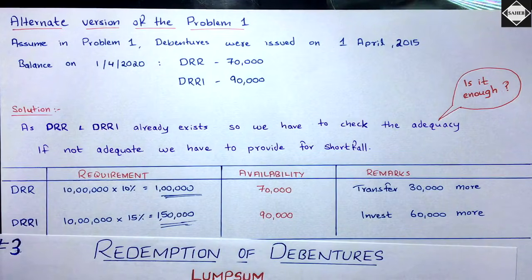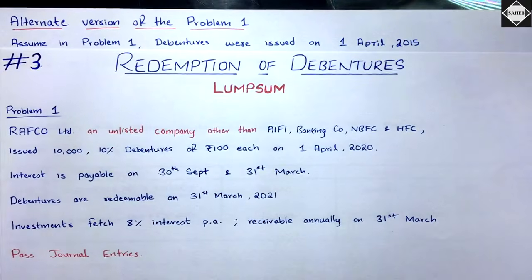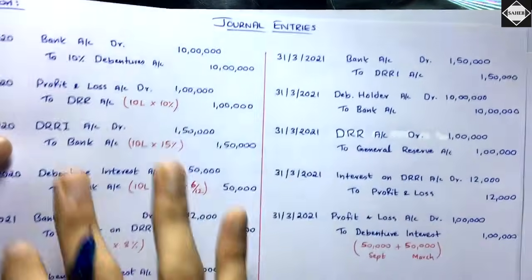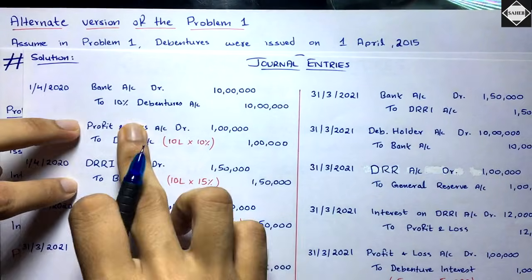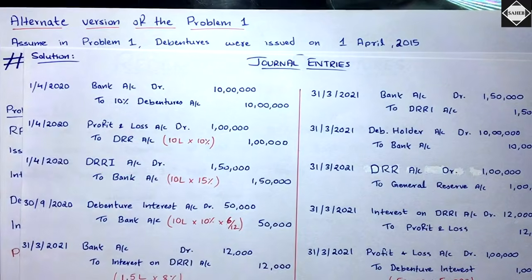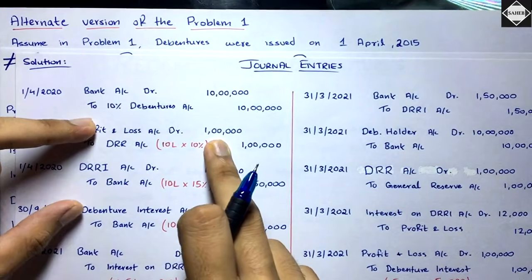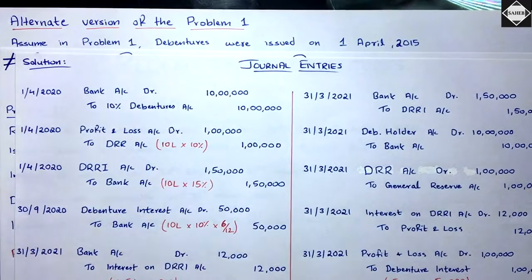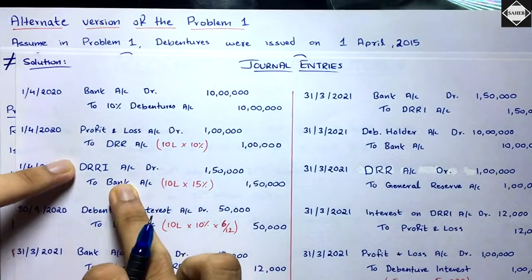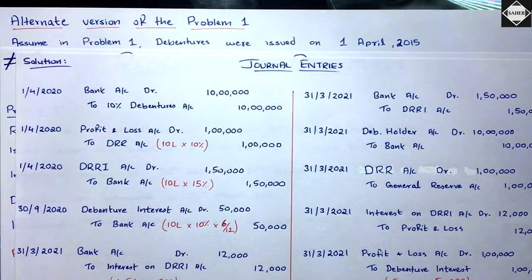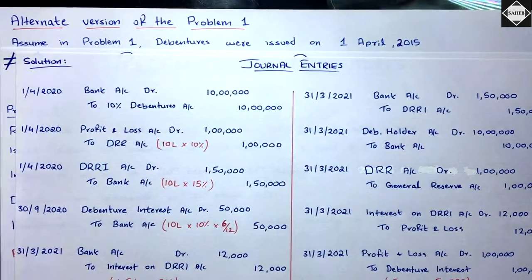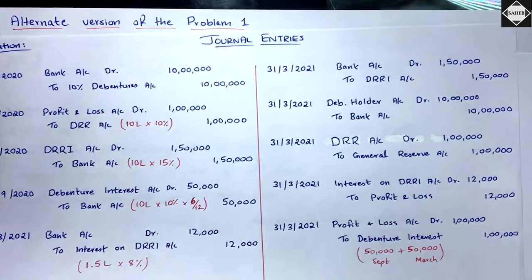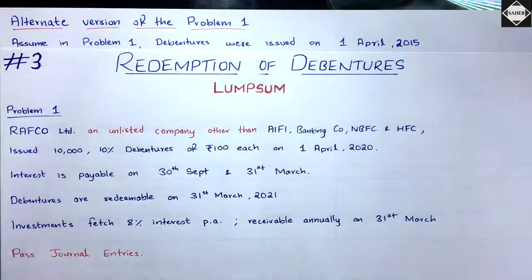All the journal entries will be the same. All the journal entries which we just saw previously, everything will be the same, except that these two entries will be different. Because DRR is already there of 70,000, here you are going to make the entry of only 30,000. Is that clear? And DRRI is also already there in the balance sheet of 90,000, but we need 1,50,000, so we are going to make an investment of 60,000 more. That's all that is different. Rest everything is the same.